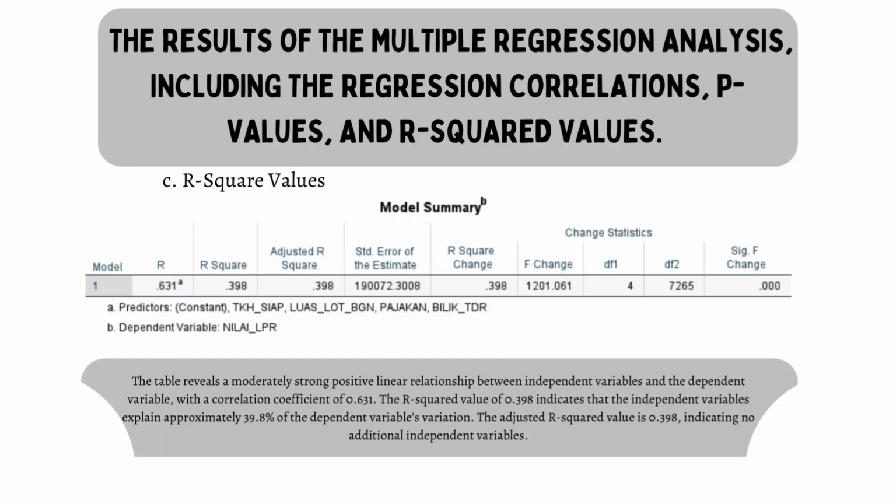And the last element for the result of multiple regression analysis is the R-square value. The table reveals a moderately strong positive linear relationship between the independent variables and the dependent variable with a correlation coefficient of 0.631. The R-square value is 0.398, indicating that the independent variables explain approximately 39.8% of the dependent variable's variation. The adjusted R-square value is 0.398, indicating no additional independent variables.